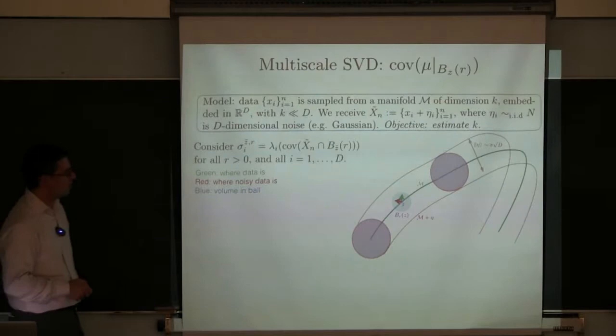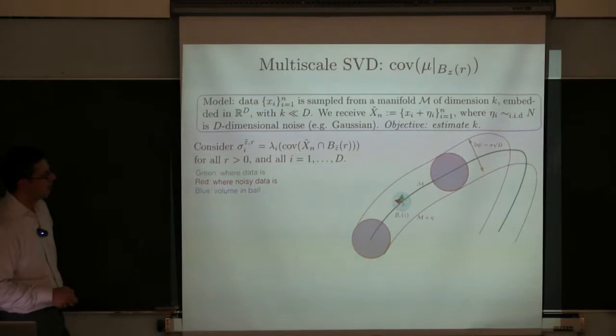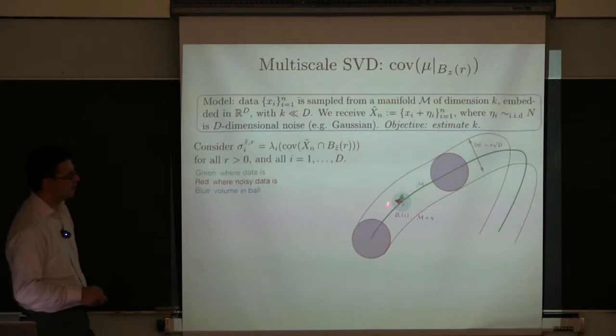So what we suggest is the following. Pick a data point, pick a ball of radius r, and instead of counting the number of points, do SVD and look at the singular values. Do this for all radii, and look at how the singular values change with the radius. If the radius is really small, nobody's there, because the points that were on M have been pushed very far from the manifold because of noise.